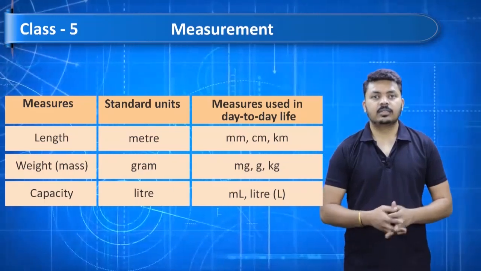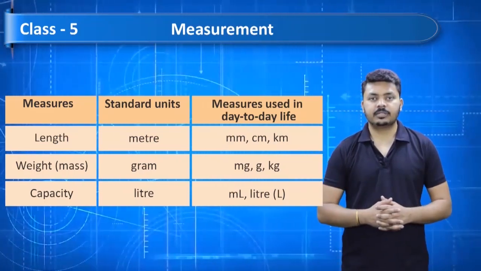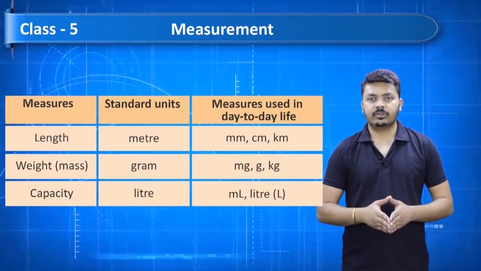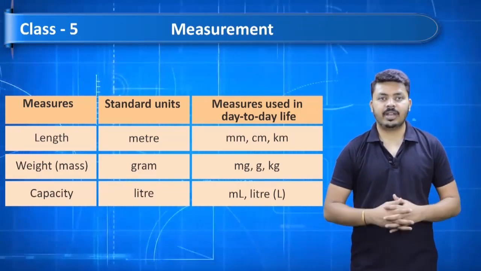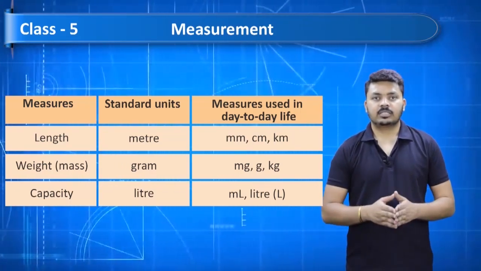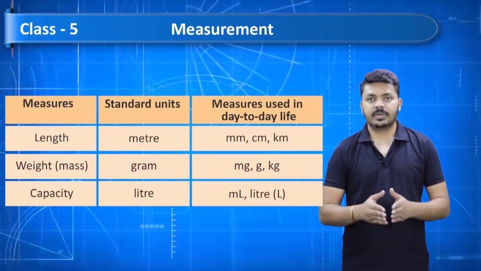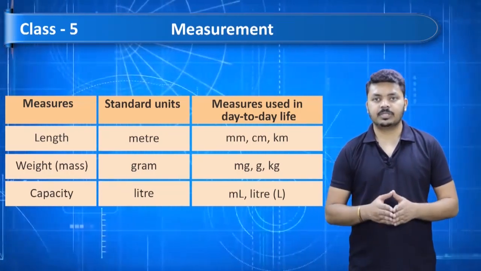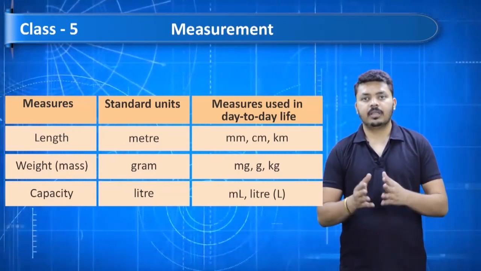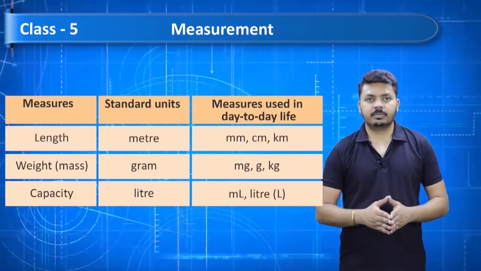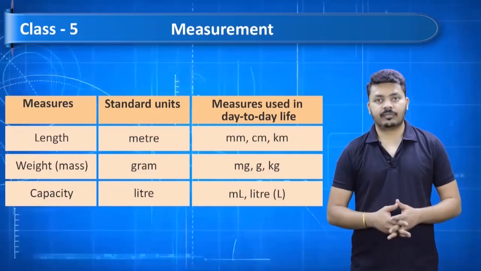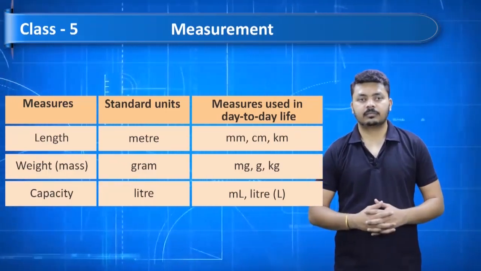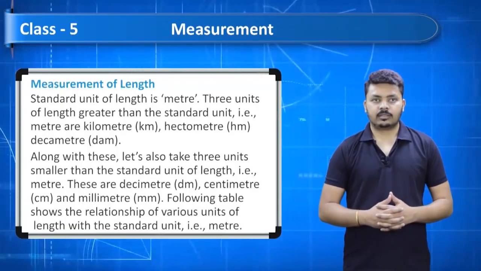So for length, the standard unit is meter and the measures used in day-to-day life are millimeter, centimeter, kilometer. Similarly for weight, that is mass, the standard unit is gram and the measures used in day-to-day life are milligram, gram and kilogram. For capacity measure, the standard unit is liter and the measures used in day-to-day life are milliliter, liter. Measurement of length.